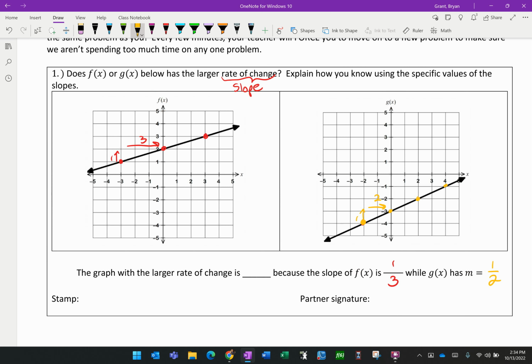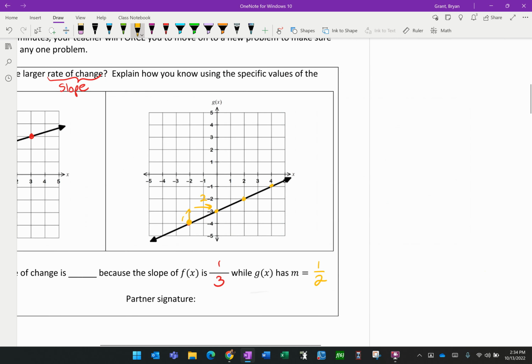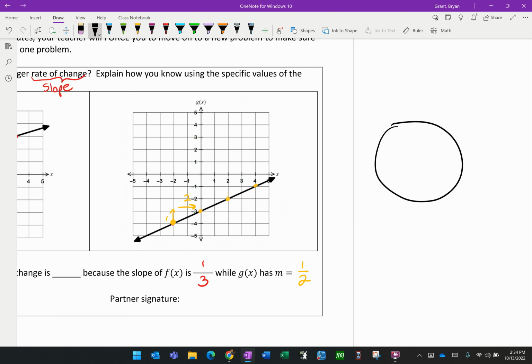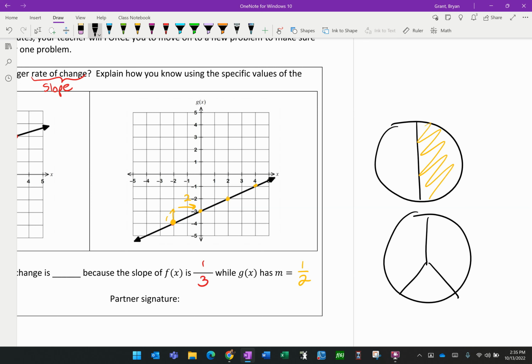So the question is, which graph has a larger rate of change? Well, visually, you might be able to see which one is steeper. However, we also need to know which fraction is bigger between 1/3 and 1/2. And if you're not sure, you can always draw yourself a cute little picture. Split this into a half, right? Or you could split this into thirds. And visually, if we look at this, which one is bigger? Well, 1/2 is certainly larger.